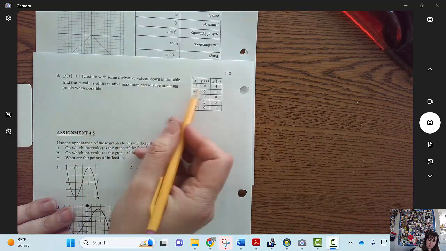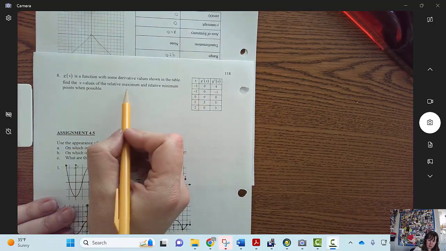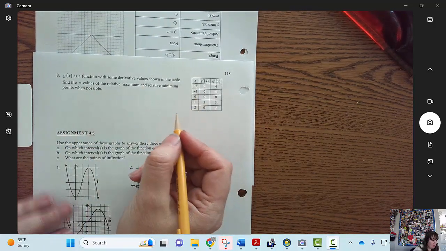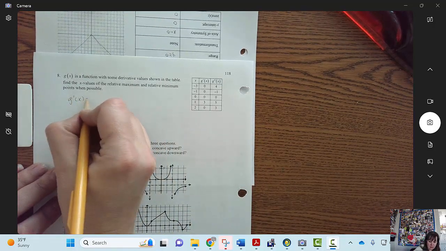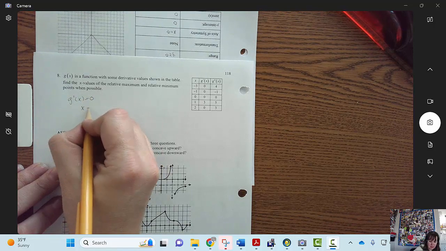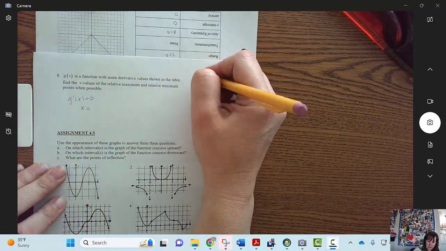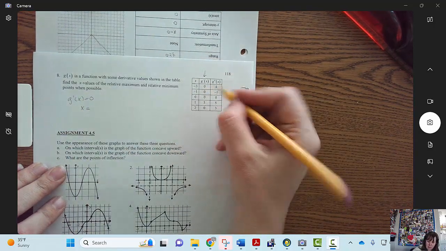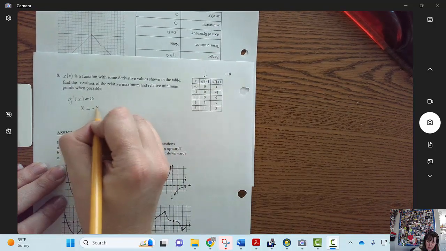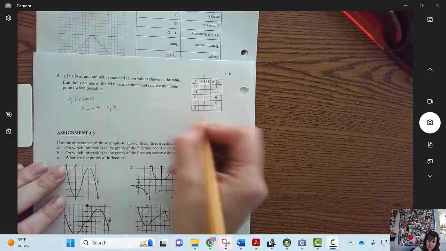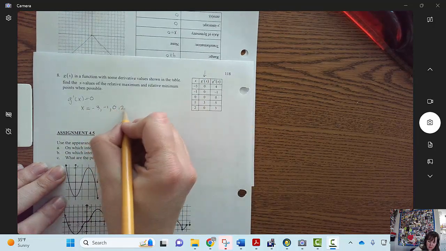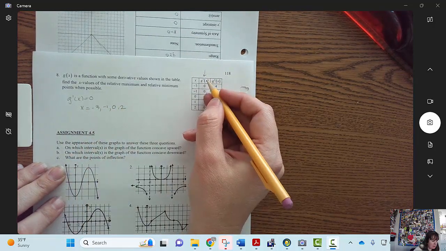Okay, so some derivative values are shown. We want to look for the relative min and max where possible. So the first thing I would want to identify is where the derivative is equal to 0 or undefined. So let's look in this column first and see what the critical values could be. So -3, -1, 0, and 2. All of those have the first derivative being 0.